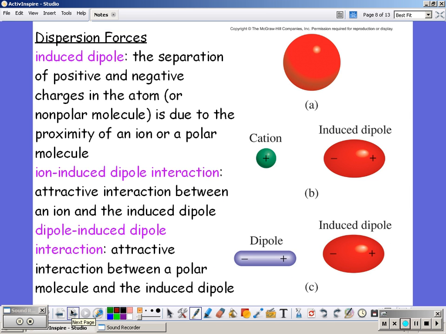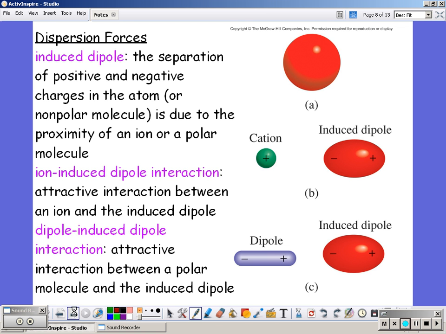Dispersion forces. An induced dipole is a separation of positive and negative charges in the atom or the nonpolar molecule. It's due to the proximity of an ion or a polar molecule. So in picture A, we have a neutral atom, let's say helium. When helium comes near a cation, we have this induced dipole, this positive and negative end. That would be an ion-induced dipole interaction. If it was another polar molecule that it was coming in contact with, we'd still have that induced dipole because of the polarity on the polar molecule. So that would be a dipole-induced dipole interaction.